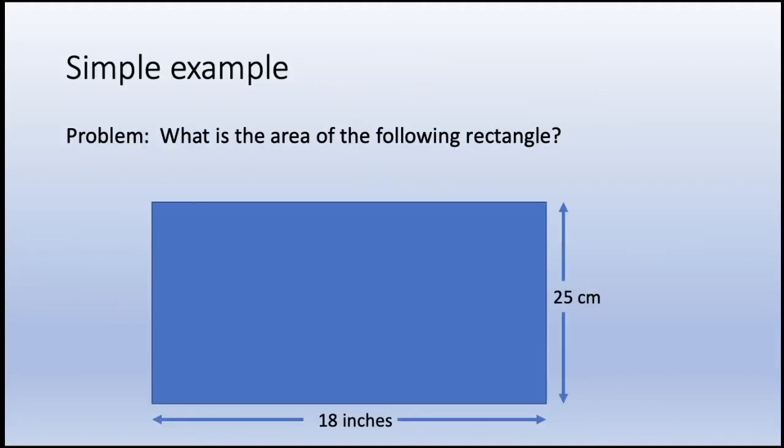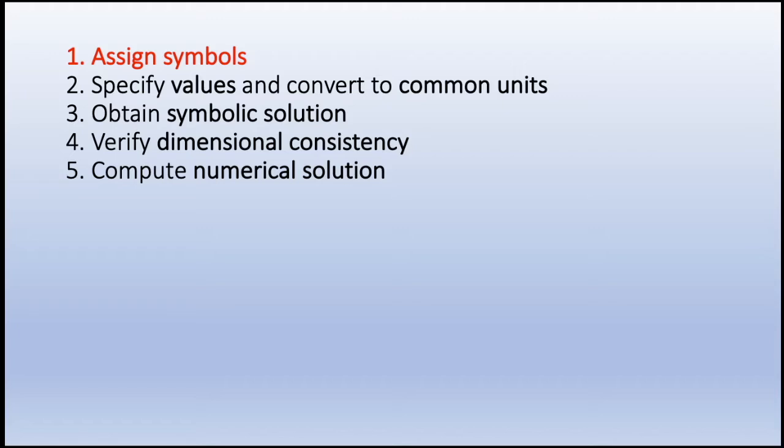Let's say that the problem is to calculate the area of the following rectangle. It's got a width of 18 inches and a height of 25 centimeters. Very trivial. The first step is to assign symbols. And so we'll call the width W, we'll call the height H, and the area that we're looking for, we'll give it the label A.